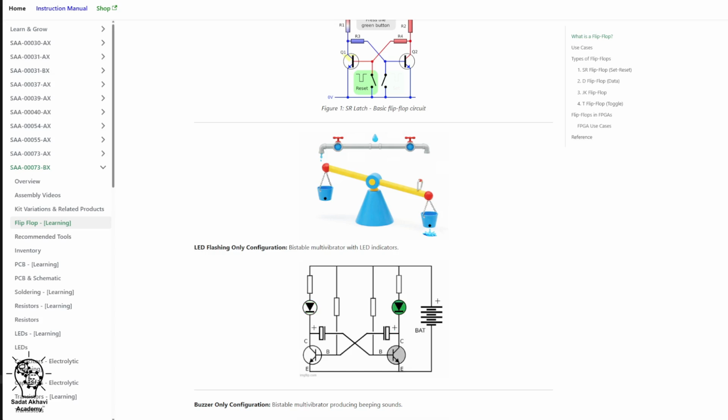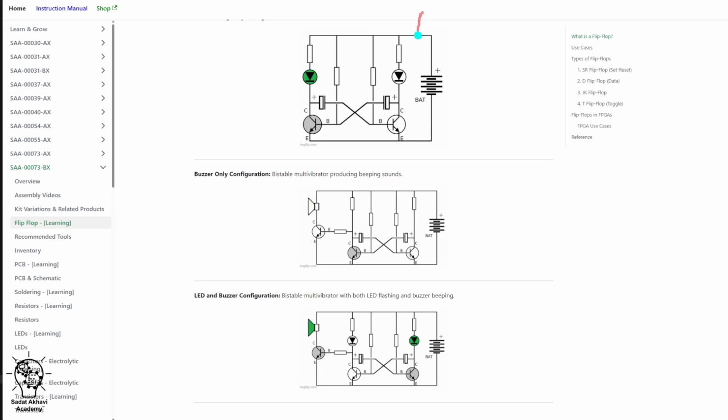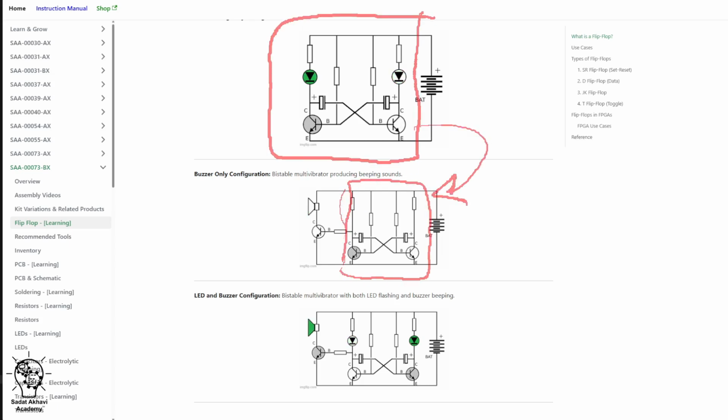Here, instead of switches, capacitors control the transistors by their charge and discharge. And the LEDs are connected to the transistors, and they turn on and off based on the transistor state, creating a flashing effect. Flip-flop circuits are fundamental building blocks for many electronic circuits.